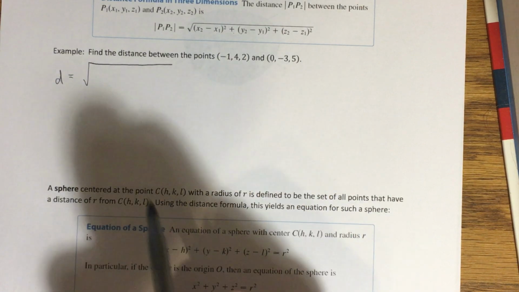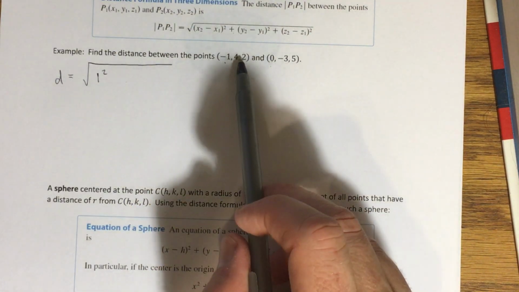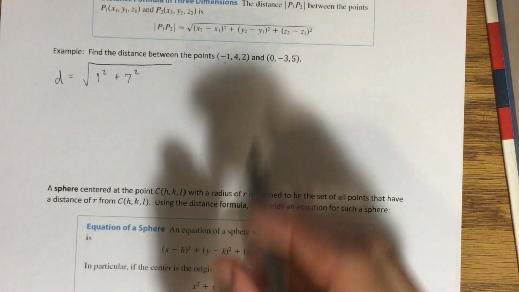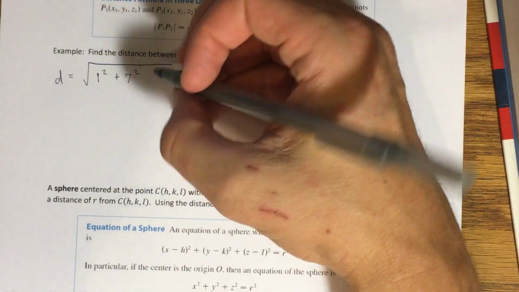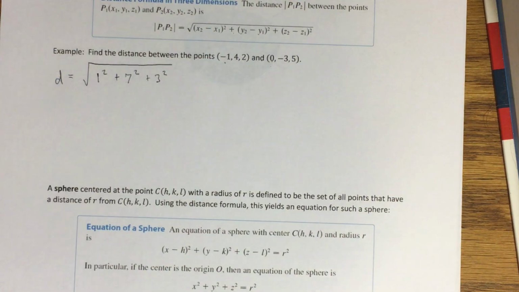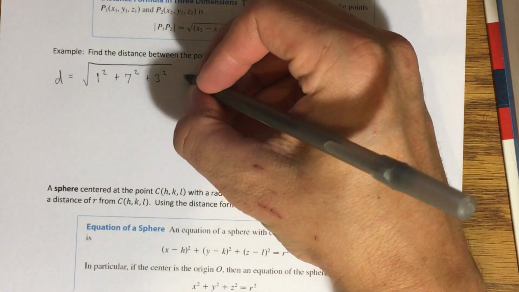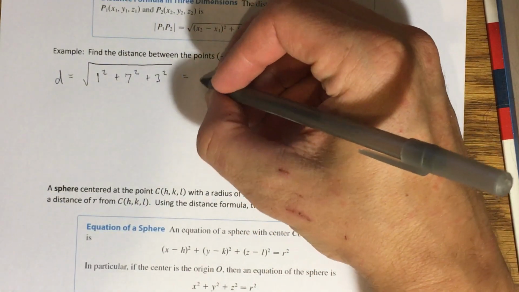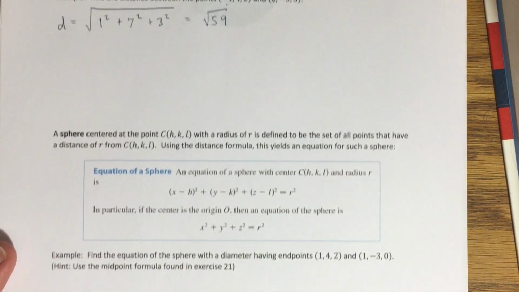So for example, from -1 to 0, there's a distance of 1 between those 2 things. So that's going to be 1 squared. From 4 to -3, there's a difference of 7. So that's plus 7 squared. And then finally, from 2 to 5, there's a distance of 3. 5 minus 2, so that becomes plus 3 squared. And I'm fine with you doing this. You don't need to show me the subtraction and all the arithmetic. Go get there a little bit faster. So let's see, this 1 plus 49, which is 50, plus 9, which would be 59. This is root 59. Fairly straightforward, just using a formula.